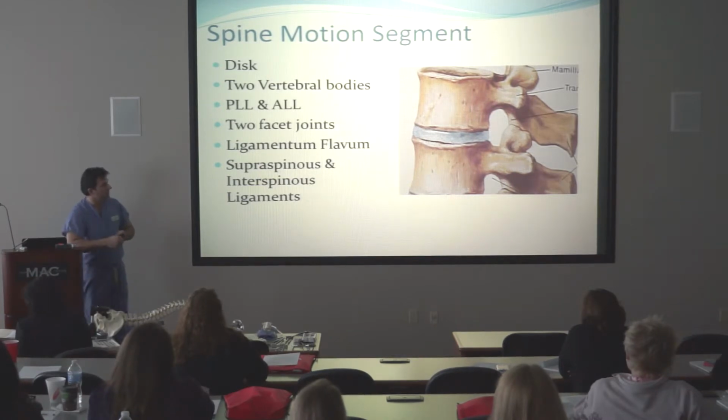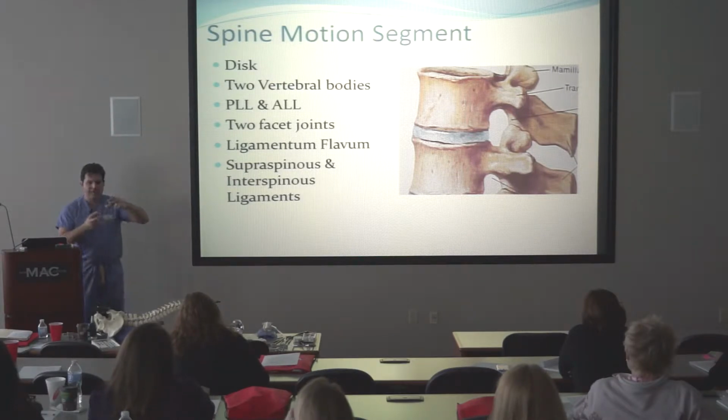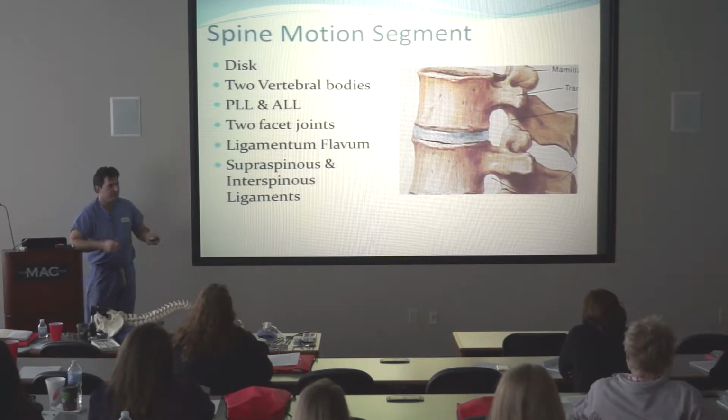All right, back to anatomy. Spine motion segment versus spine segment. It's a nuance, but it's an important one. The spine segment is the bone, and the spine motion segment is the bone, disc, and another bone in one unit. You have to have something moving in relation to something else to be a motion segment. One bone by itself doesn't move; it's just a piece of bone.